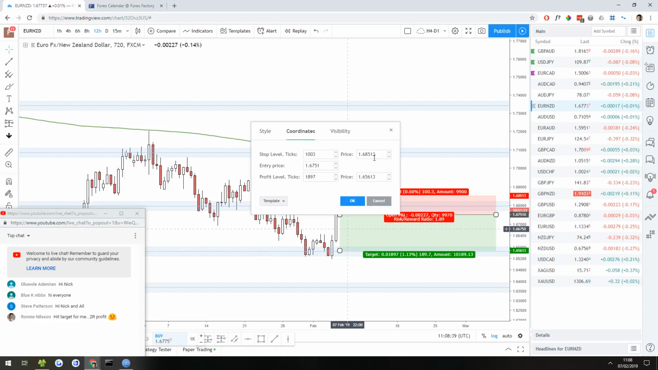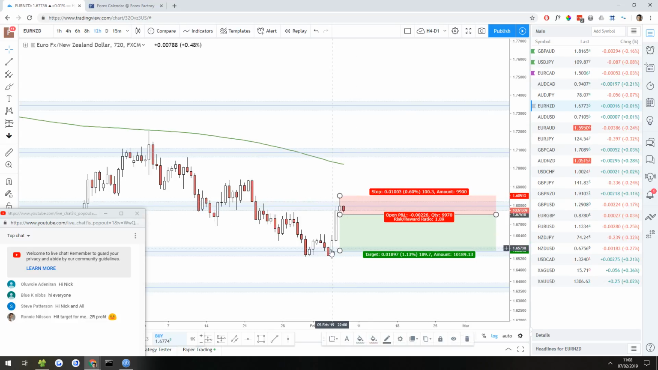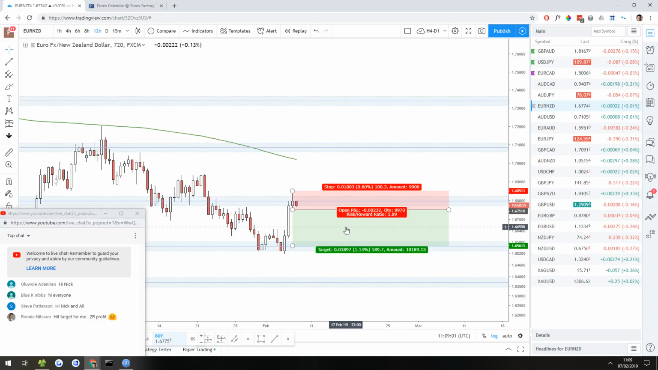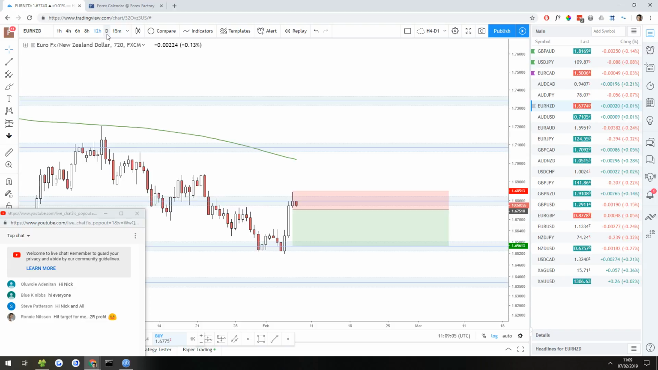1.675 for the entry, 1.685 for the stop, so that's a 100 pip stop, and 1.656 for the target. Those are just rough numbers. Obviously, I just threw this thing up without taking a proper look, but that gives you a rough idea. Now, entering on the 12-hour is a little bit riskier than entering on the daily.